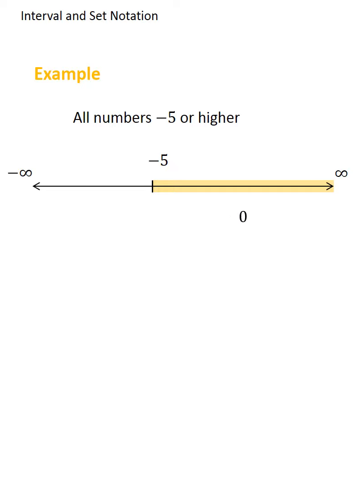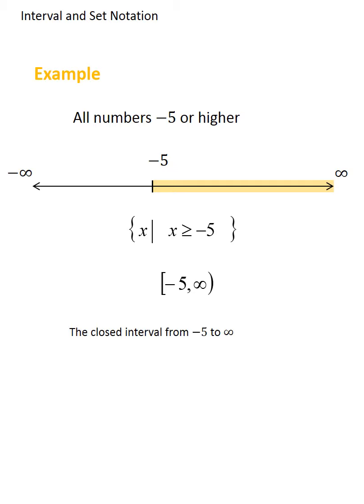This would include numbers like -3, 0, -5 itself, 12, or 13 million and change. In set notation, we would simply write the set of all x such that x is greater than or equal to -5. Interval notation would be expressed this way: -5 through infinity. I would call it a closed interval from -5 to infinity because it includes its numerical endpoint, -5. Let's remember, infinity is not a number. This wouldn't be called a half-open interval.